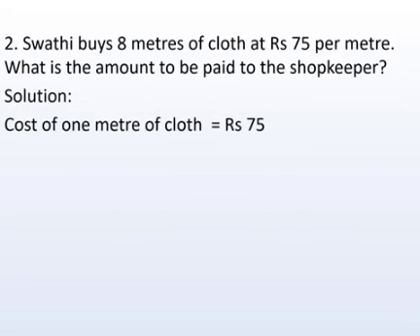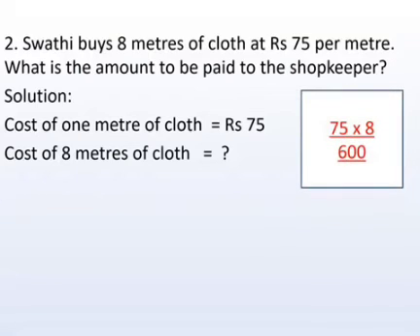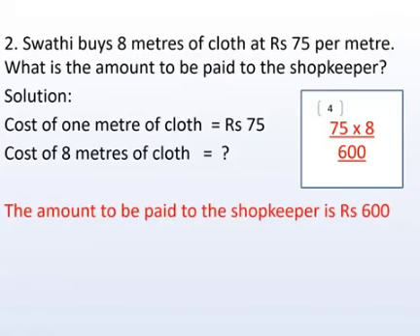Cost of 1 meter of cloth is 75 rupees. Cost of 8 meters of cloth we need to find. So 75 into 8 is 600, or you can multiply in this way. 8 5s are 40. 4 carry 0. 7 8s are 56, or 8 7s are 56. 56 plus 4 is 60. So 600. So the amount to be paid to the shopkeeper is rupees 600.